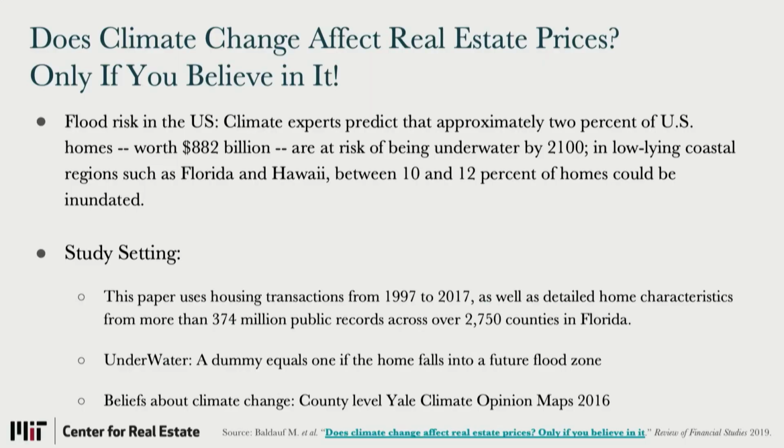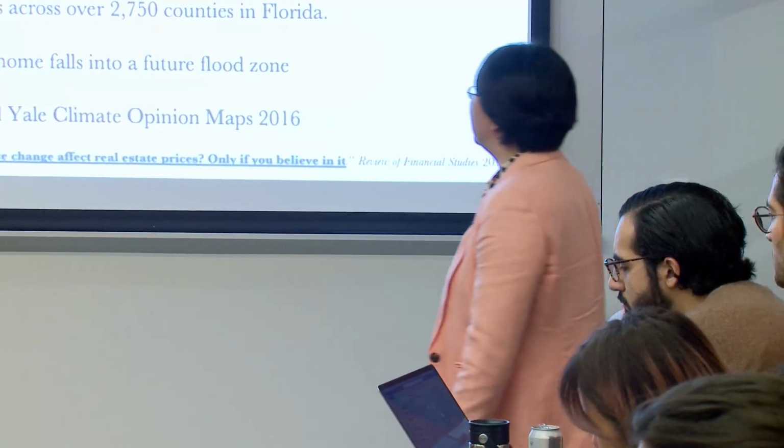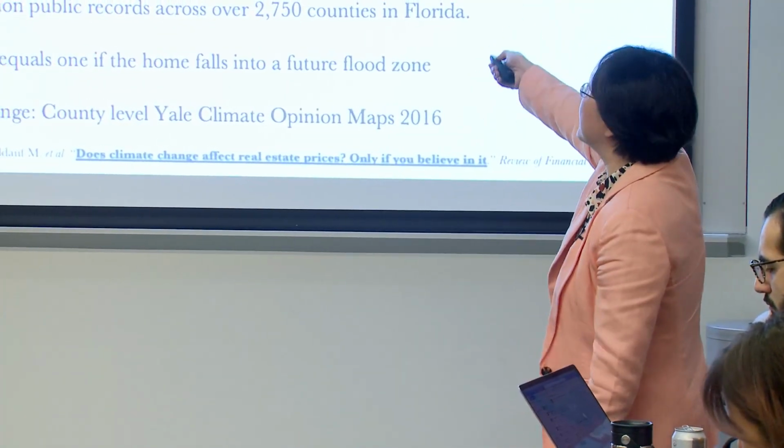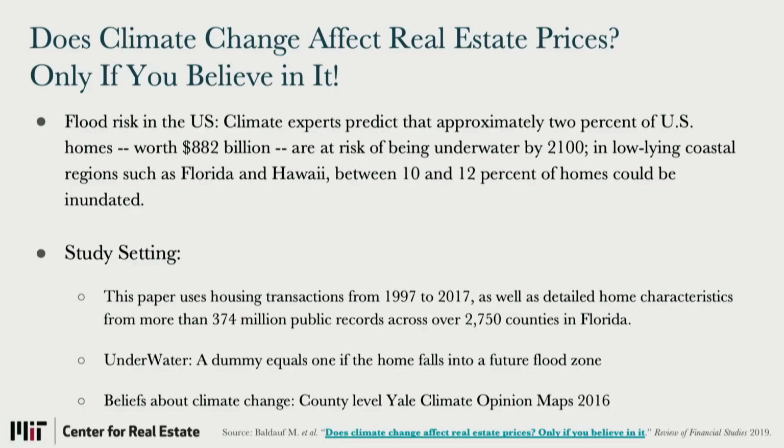This is a very good journal. And of course, they say flood risk is so big, especially for Florida and Hawaii, which later will be inundated. 10% will be inundated. And then they started, okay, this is a scientific fact. This is a scientific report. Then this paper went into the market and got a lot of real transactions from 1997 to 2017, and also detailed housing characteristics, whether you are in a flood zone or not. If you are in a flood zone, higher risk, right? And that's in Florida. So underwater means it's a dummy variable that the home is in the flood zone.